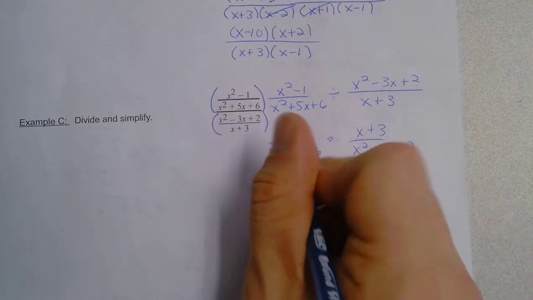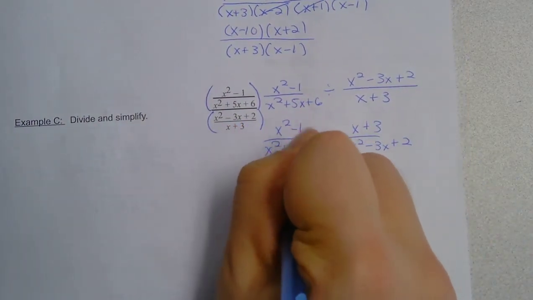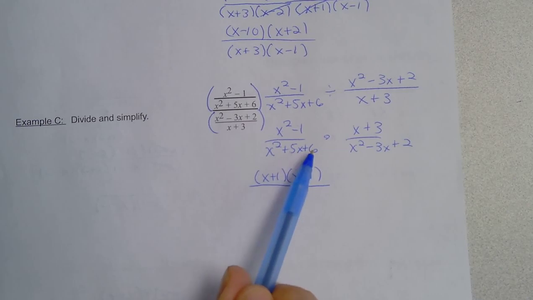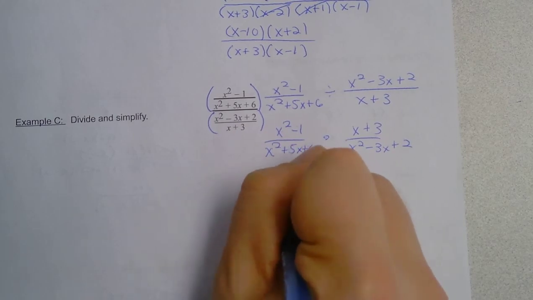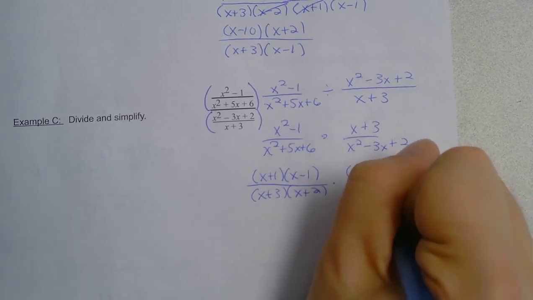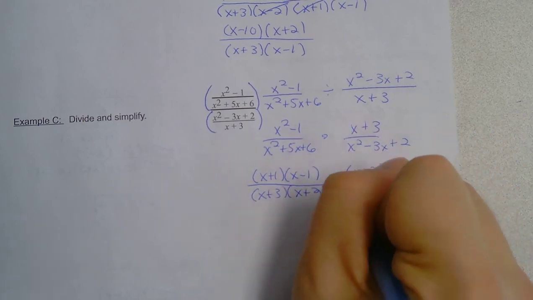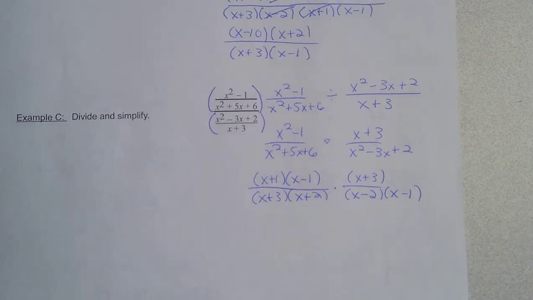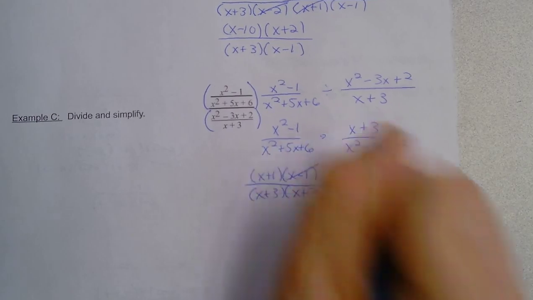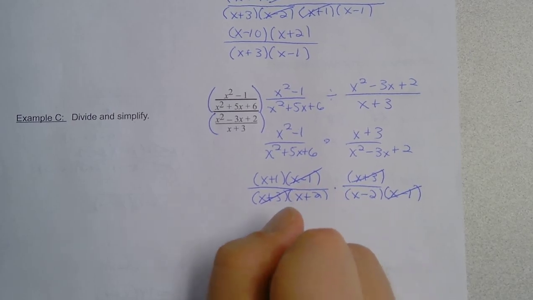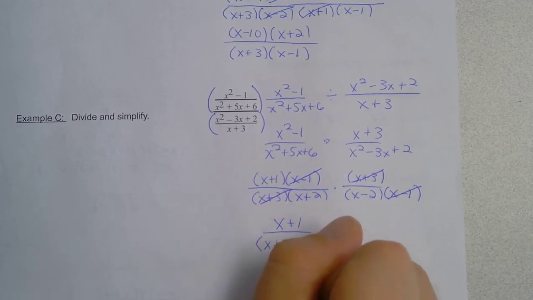So x squared minus 1, again, that's a plus-minus pattern, so x plus 1 times x minus 1. And then I'm going to factor the denominator. x squared plus 5x plus 6 is going to be 3 and 2, so x plus 3 times x plus 2. And then in the numerator, we have x plus 3. And in the denominator, x minus 2 times x minus 1. Then I'm going to cancel out what needs to go away. So x minus 1 can go away. x plus 3 goes away. So we have x plus 1 divided by x plus 2 times x minus 2.